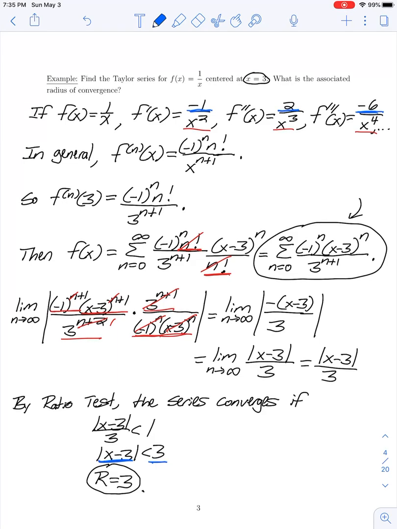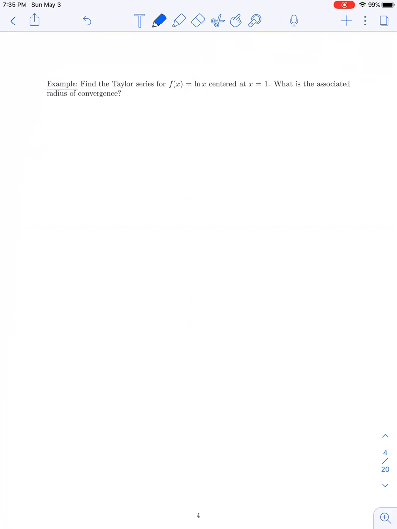So let's look at another one. In our next example, we've got a very similar problem. We want the Taylor series for the function natural log of x centered at 1 and the associated radius of convergence. So as with our earlier examples, if our function f of x is given as log x, we want to find the first several derivatives until we can establish a pattern.